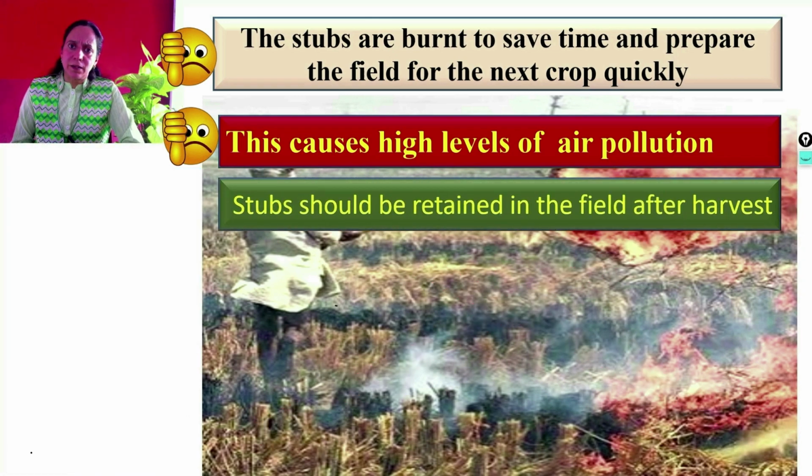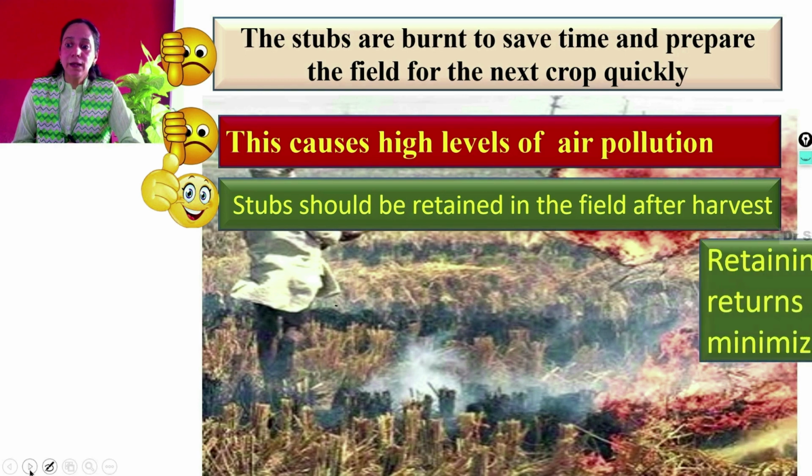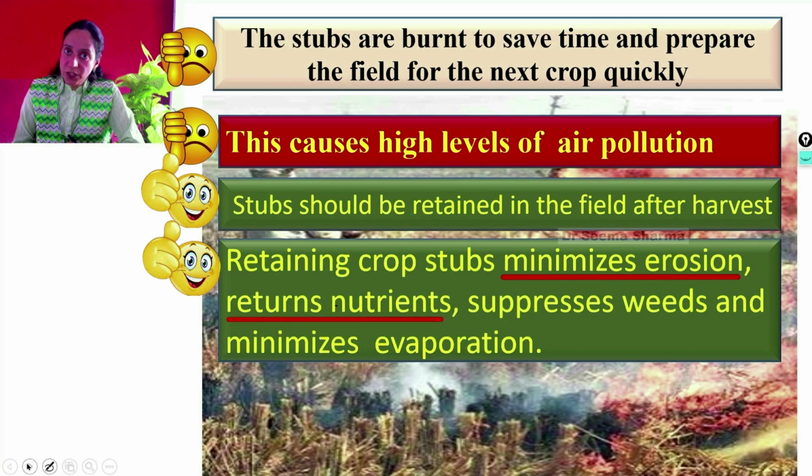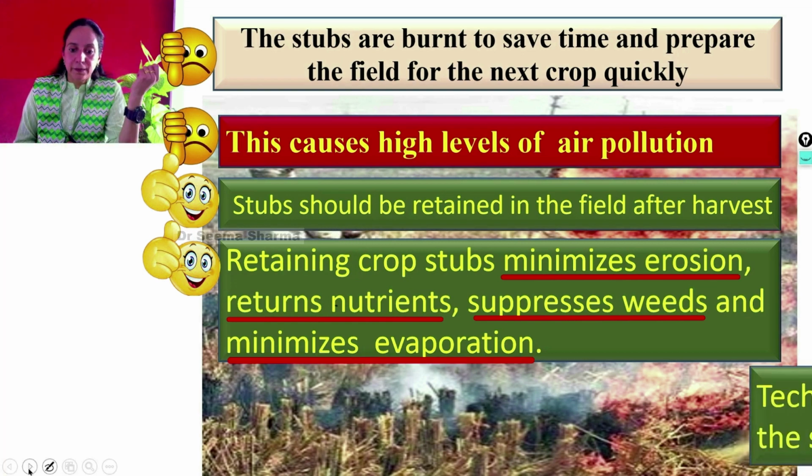So what should be done? Instead of burning, these stubs should be retained in the field after harvest. Why? Because these stubs minimize soil erosion and they help in returning the nutrients back in the soil, because this is crop residue. After decomposition, it will bring back nutrients to the soil.